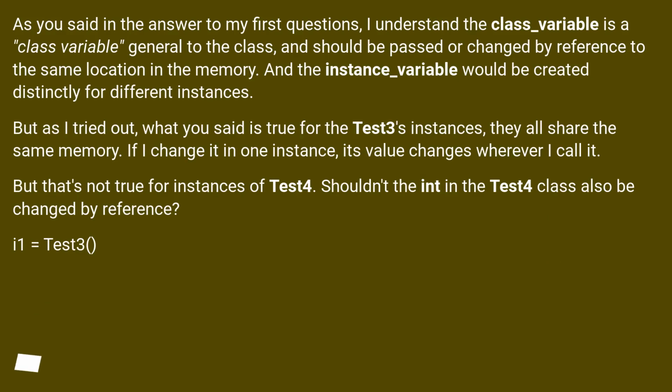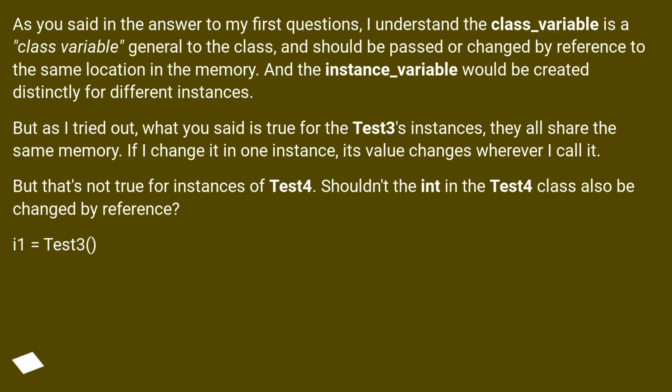As you said in the answer to my first question, I understand the class variable is general to the class, and should be passed or changed by reference to the same location in the memory. And the instance variable would be created distinctly for different instances. But as I tried out, what you said is true for test3's instances: they all share the same memory. If I change it in one instance, its value changes wherever I call it. But that's not true for instances of test4. Shouldn't the int in the test4 class also be changed by reference?